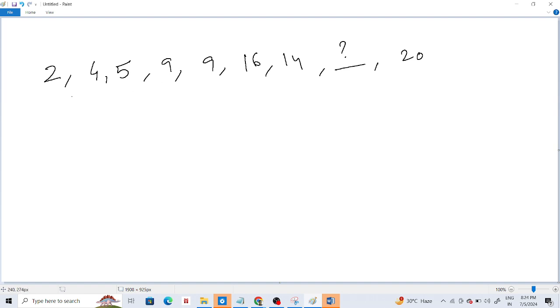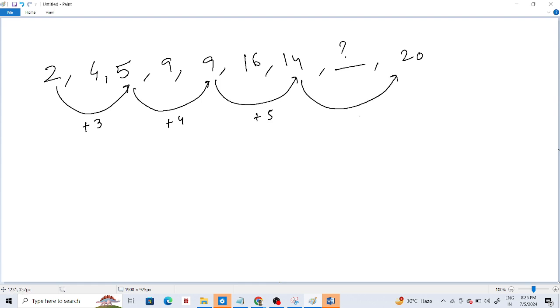Okay, so again you see these values are first of all increasing then decreasing. So let's see what is the pattern. If I go like this, it is plus 3. If I go like this, it is plus 4. Plus 5. Plus 6, right? Plus 5. Plus 7. 25.